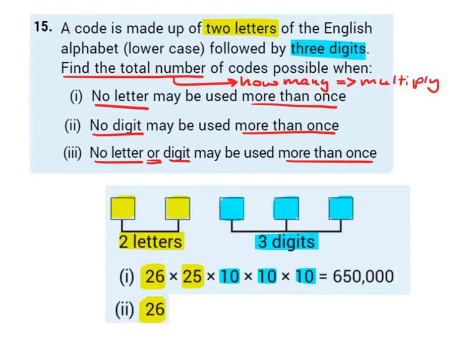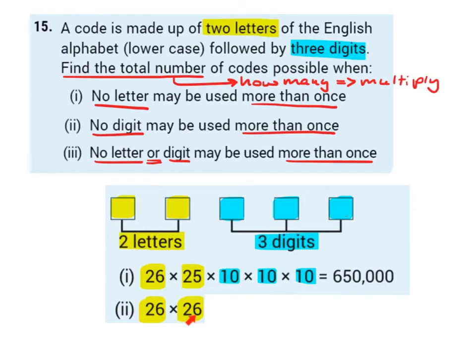Now remember, we're asked to find the total number, so that's really how many ways, so we multiply. So we're going to multiply 26. So for the first letter, we had a choice of 26 letters. And for the second letter, we also have a choice of 26 because remember the letters can be repeated. So you could have had AA or BB.